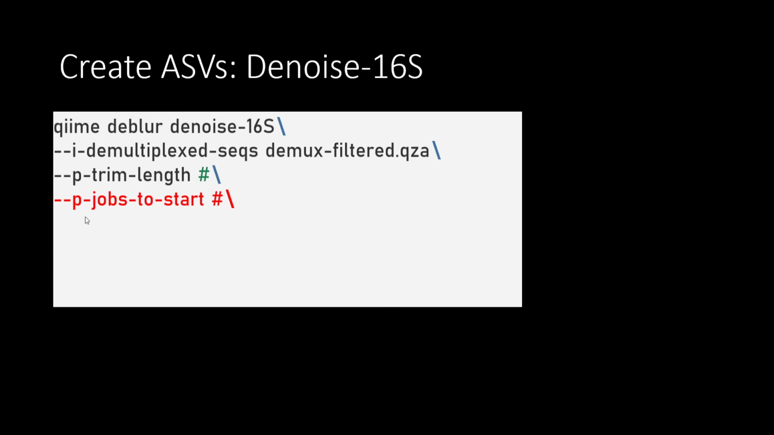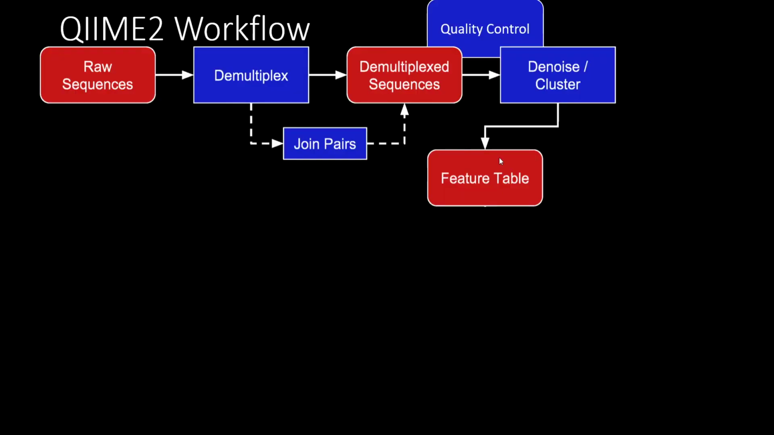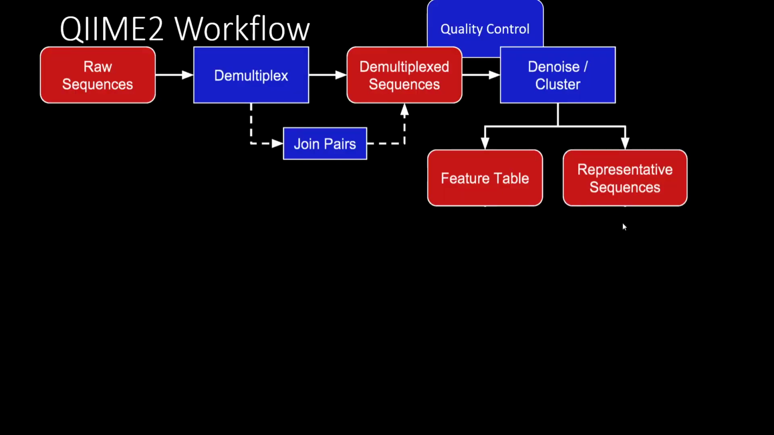So for example, when I was running this code with just one core, it took me about 4.5 minutes. Using all 12 cores, it took 1.5 minutes. So that's pretty significant savings of time there. Tell it the output of representative sequences, deblur.qza, output the table of data, so all the different reads that they've joined together into ASVs and how many there are, output the sample stats, and then output the deblur stats QZA. And once you do that, you end up creating a feature table and representative sequences.